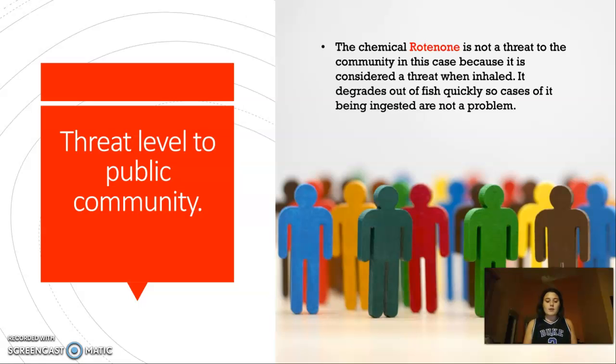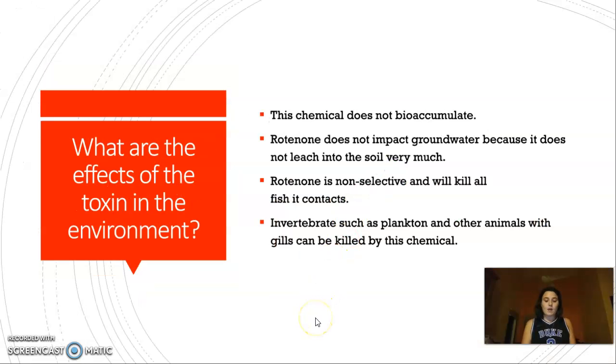I will now address how the environment is affected by this chemical and why fish are so heavily affected by it. In the environment, this chemical does not bioaccumulate. This means that the concentration of this chemical does not build up because it degrades faster than it is absorbed. Mercury is a known example of a substance that does bioaccumulate.